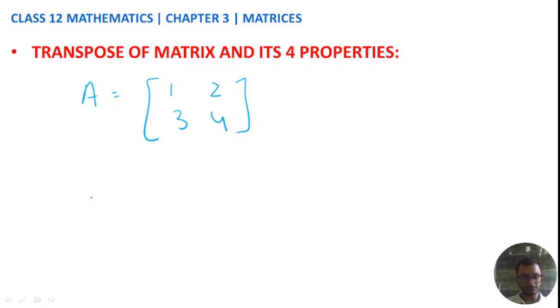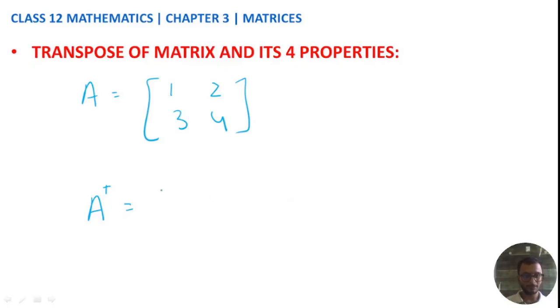First of all, it is denoted by writing T above the matrix. It has some different notations also, like you can write it as A dash also, having many notations, but NCERT follows maybe this notation. So what is A transpose is that your rows get changed into columns and columns get changed into rows.